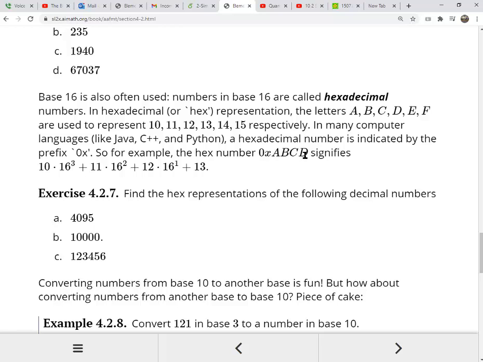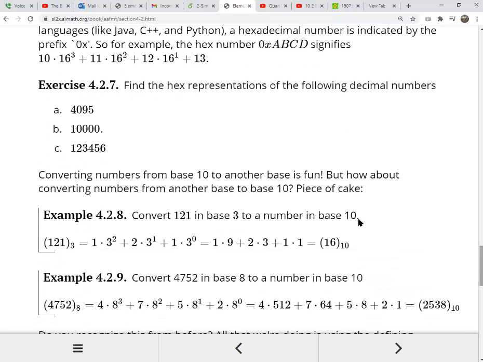Now since we're in base 16, this is D times 16 to the 0. That's D. Then C times 16. Now C is 12, so that's 12 times 16. B is 11, but that's times 16 squared. And then A is 10, 10 times 16 cubed. All right. So you should be able to convert back and forth between hex and decimal.